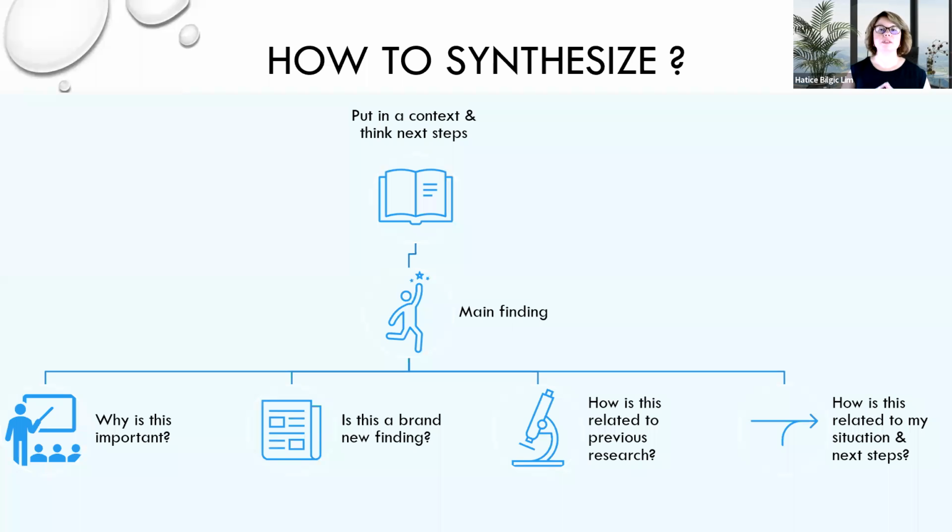Synthesizing simply means putting your reading in a context. It is putting your understanding from this article in a relationship with other relevant information you have. Since synthesis is a detailed endeavor, it is usually only reserved for deep reading. The helpful questions to ask here are, what is the main finding? Why is this important? Why did the author research this?